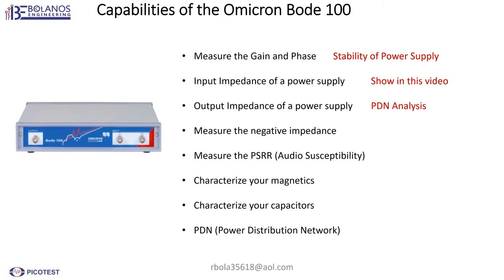A third is the output impedance of a power supply. This is a very important parameter to measure, because once you measure the output impedance, then you're able to do a PDN analysis. PDN is power distribution network analysis. This is something that has gained a little more acceptance, and more power engineers are doing this type of analysis. So this is very important.